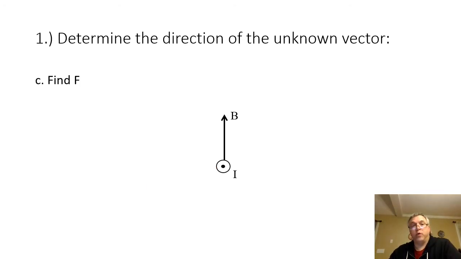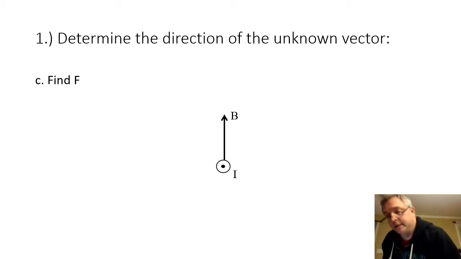In this problem, we are given the direction of the magnetic field and the direction of the current. We are being asked to find the direction of the force. So my magnetic field is pointing in the upward direction, and my current is pointing out of the page or in the positive z direction.